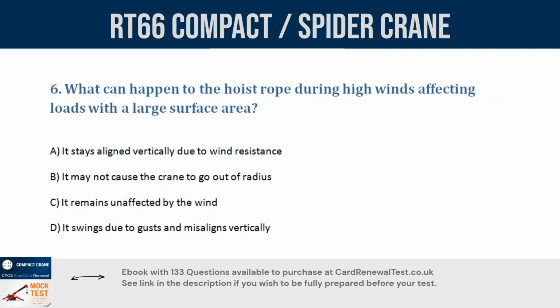6. What can happen to the hoist rope during high winds affecting loads with a large surface area? A. It stays aligned vertically due to wind resistance. B. It may not cause the crane to go out of radius. C. It remains unaffected by the wind. D. It swings due to gusts and misaligns vertically. Correct answer, D. It swings due to gusts and misaligns vertically.